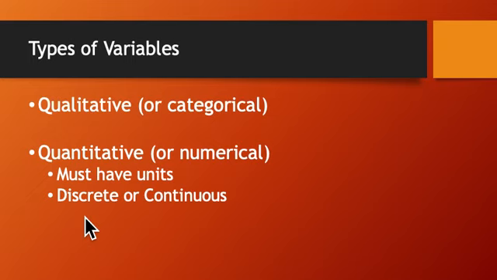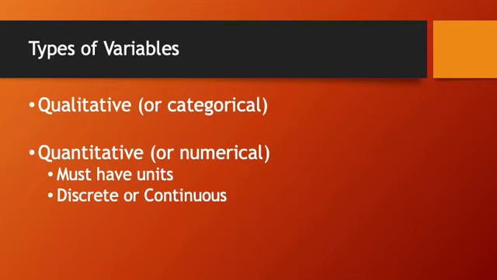Or what is the amount of rainfall that we have in San Diego? That would be a continuous variable, right? Discrete and continuous.